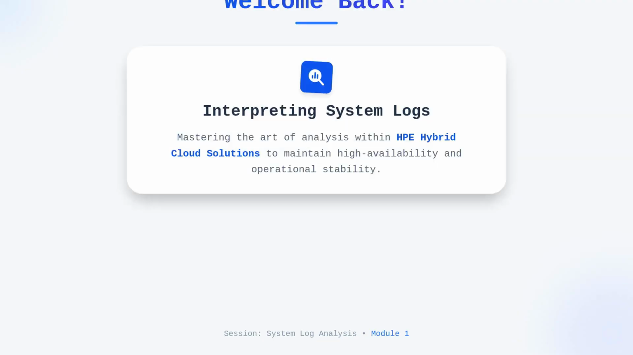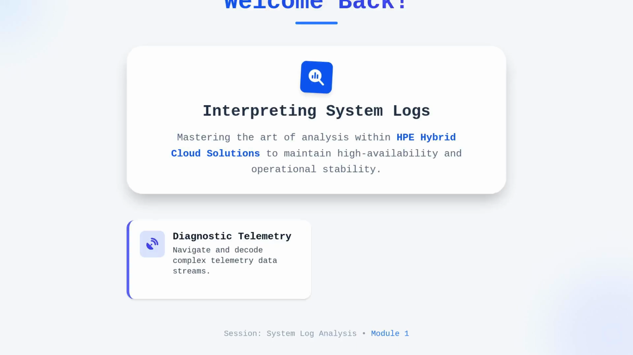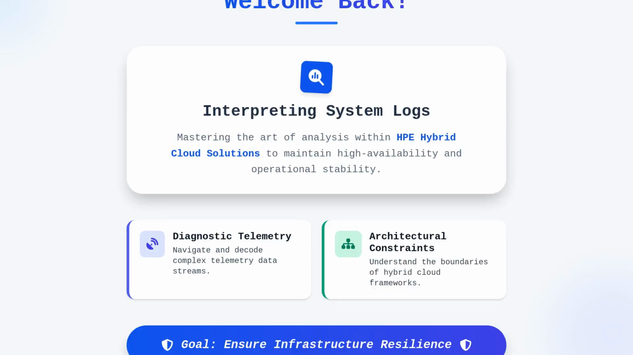Welcome back. Today we turn our attention to the critical task of interpreting system logs within the context of HPE hybrid cloud solutions. By the end of this session, you will grasp how to navigate diagnostic telemetry and architectural constraints to ensure infrastructure resilience.